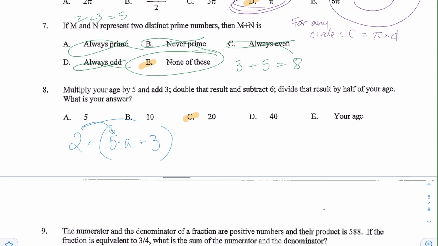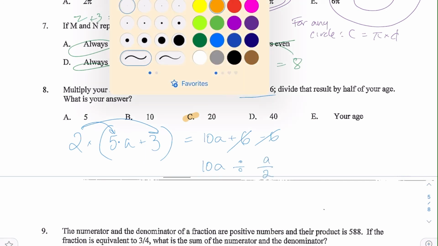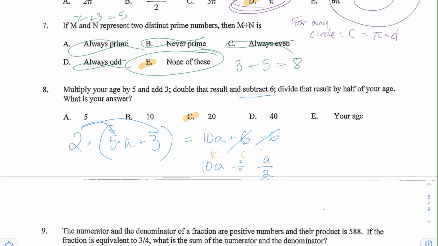So when you double this result, you have to distribute. That will be equal to 2 times 5a, or 10a, plus 2 times 3, or 6. Then you want to subtract 6, which will cancel out that. And you want to divide this result by half your age, so a over 2. Now, when you divide by a over 2, that's the same thing as doing keep, change, flip. So that's 10a times 2 over a. And here a, your age, will cancel out, and 10 times 2 is always equal to 20.